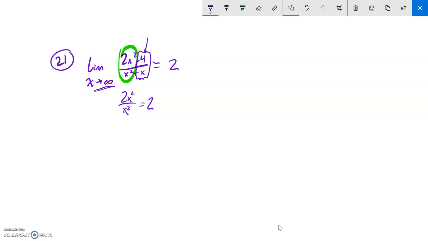So the same way in which you think about horizontal asymptotes on these rational functions is the same way you can do limits as x tends towards infinity or towards negative infinity.